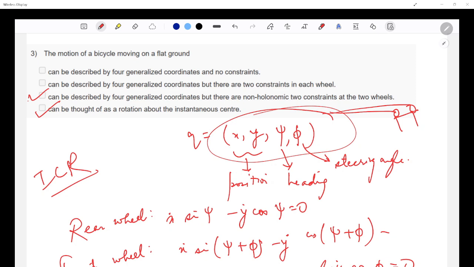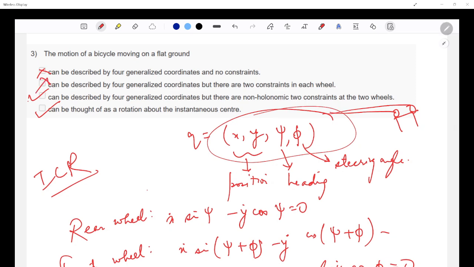Okay, let's talk about the first option. Can be described by four generalized coordinates and no constraints. That is wrong. It completely ignores the no slip condition. Without constraints, the model would be unrealistic. Okay. And the second option is can be described by four generalized coordinates, but there are two constraints in each wheel. No, each wheel gives only one constraint, that is no lateral motion. So total two constraints and not four. So this is also wrong.